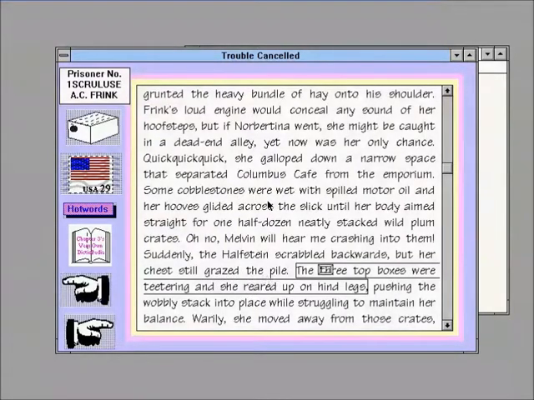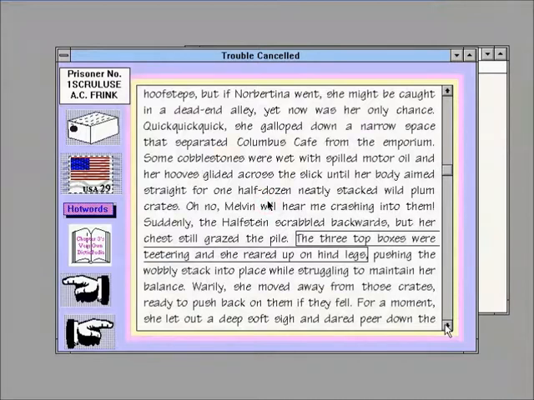Like, the three top boxes were teetering and she reared up on hind legs, pushing the wobby stack into place while struggling to maintain her balance.